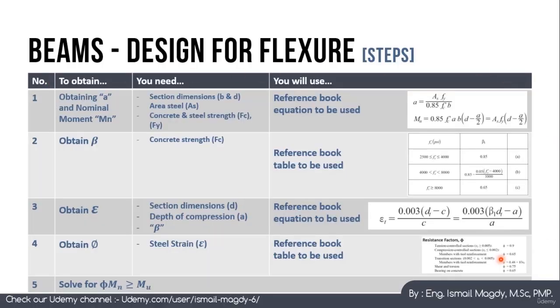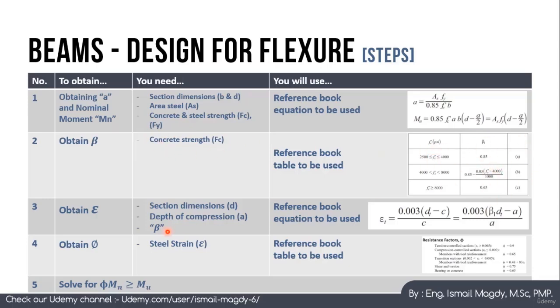Here, this is a summarized table for what we have discussed in the design of beams against flexure. First, if we want to obtain a, or the nominal moment, we need the section dimensions, the area of steel, and the concrete and steel strength. We refer to the reference book equation, which is a equals As fy over 0.85 fc' b, or Mn equals 0.85 fc' a b multiplied by (d minus a over 2), or As multiplied by fy multiplied by (d minus a over 2). And in order to obtain beta 1, we need the concrete strength, and we will refer to this table.